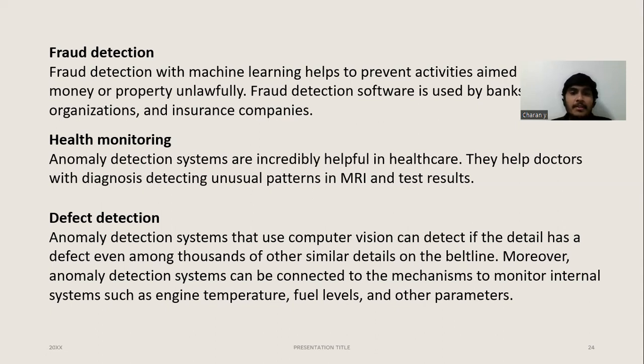Coming to defect detection, manufacturers can lose millions in lawsuits from clients who receive mechanisms or mechanism details that have defects. One detail that doesn't correspond to the production standards can cause a plane to crash, killing thousands of people. Anomaly detection systems that use computer vision can detect if a detail has a defect even among thousands of other similar details on the belt line. Moreover, anomaly detection can be connected to mechanisms to monitor internal systems such as engine temperature, fuel levels, and other parameters.